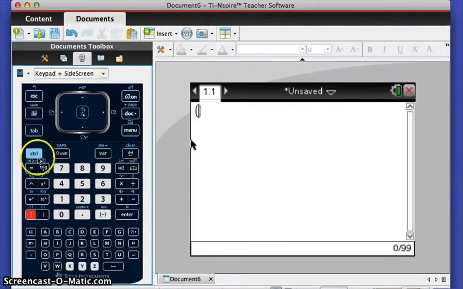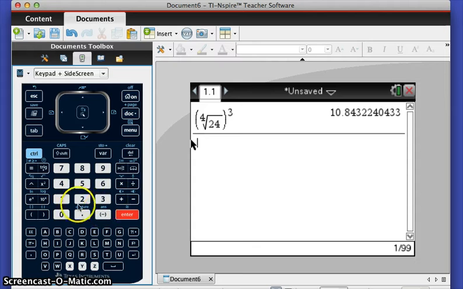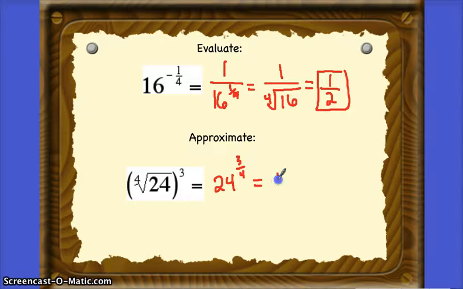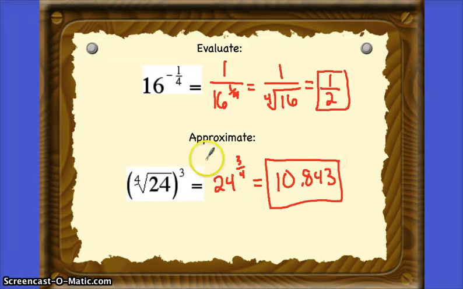So if we start off with parentheses, the fourth root of 24, and then make sure to take that whole expression raised to the third, we should end up with the same answer that we get from 24 raised to the 3 divided by 4, or 3/4. And notice both times we get 10.843, rounded accurate to 3 decimal places. So 10.843 approximately. And note that an approximate answer was okay for that problem.